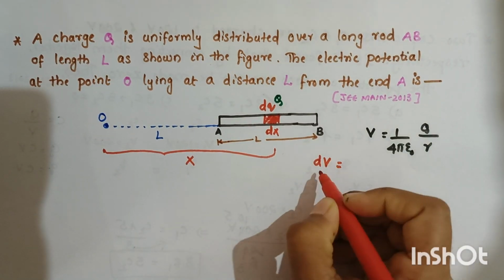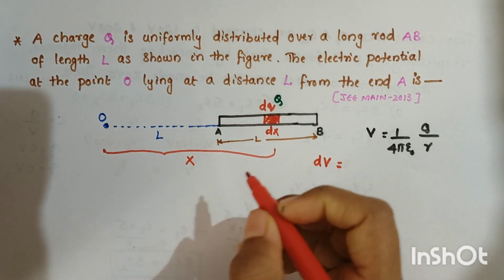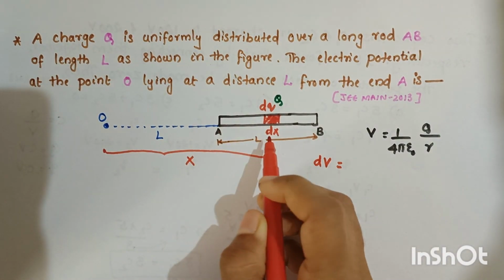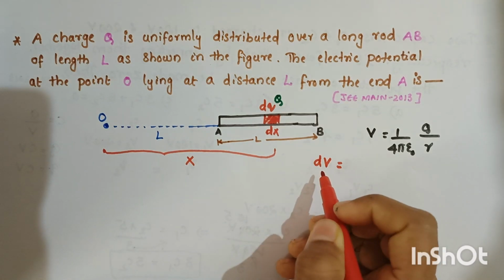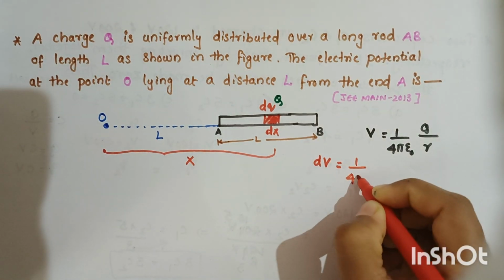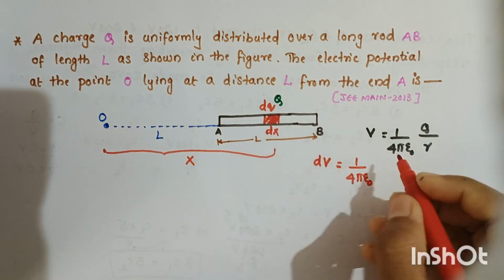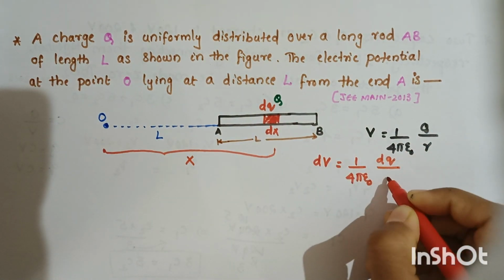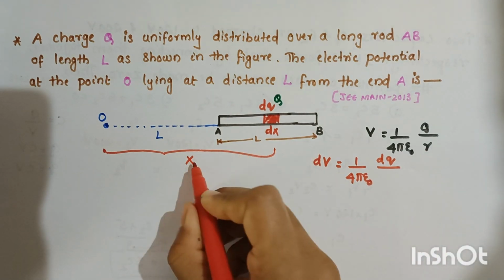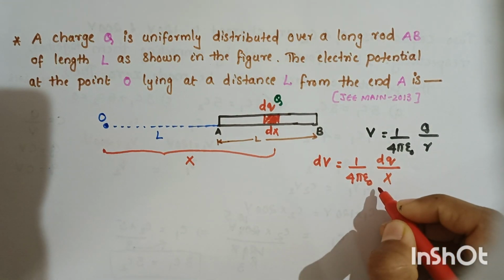dV equals. Because there is only a very small potential due to the small line segment, I am taking that potential as dV. So dV equals 1 by 4 pi epsilon 0. The charge present here is dq, divided by the distance here, which is x. So dq by x.